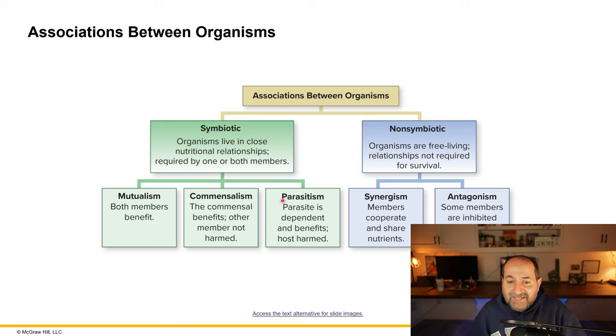Now, during parasitism, which is another type of symbiotic relationship, parasites depend and benefit from the host, but the host becomes harmed. The host is harmed, the parasite benefits. And again, students don't usually associate parasitism with symbiosis, but it is a form of symbiosis. So we should know the three different forms of symbiosis.